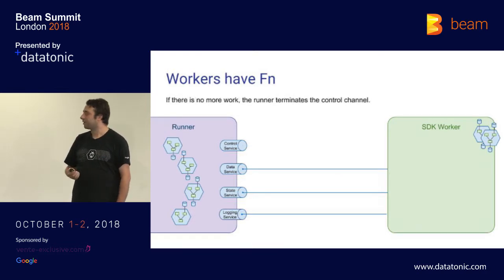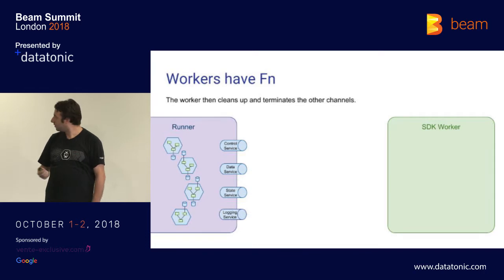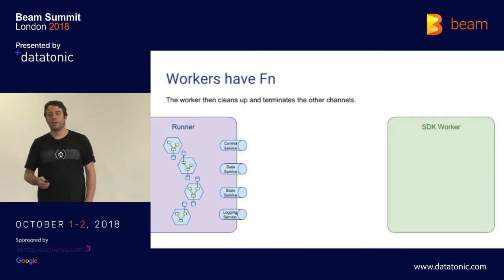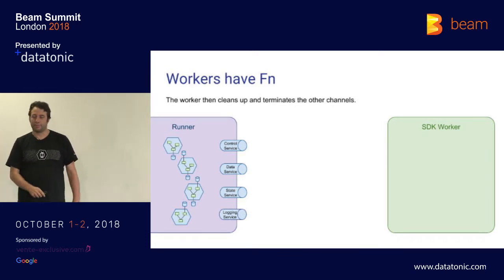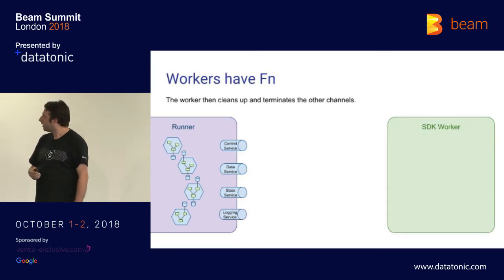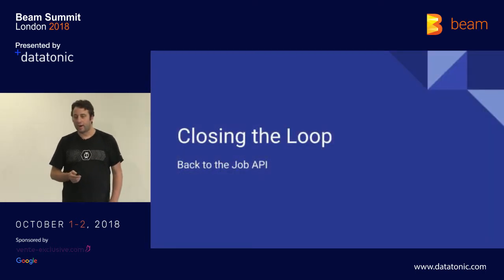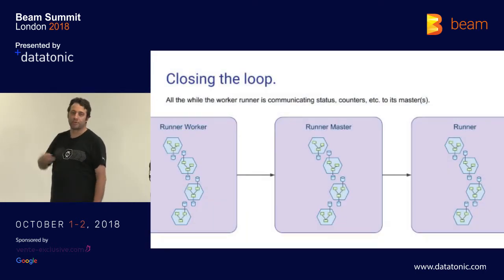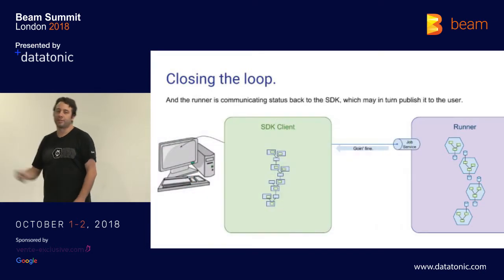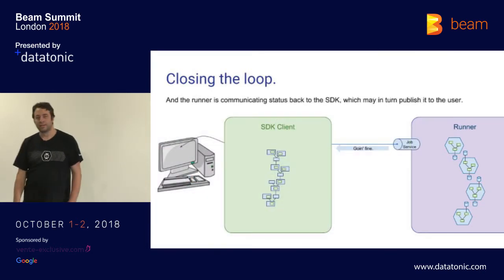That causes the SDK worker to clean up. And then, well, the runner usually kills the SDK worker. Of course, in a streaming pipeline, this will stay up indefinitely. But for a batch pipeline, this is how you tear it down cleanly. So now let's close the loop back to the job API. So while the runner is, of course, processing things, every runner worker is publishing up to the runner master, publishing up to the runner. And then this runner is publishing back on the job service the status of the pipeline.